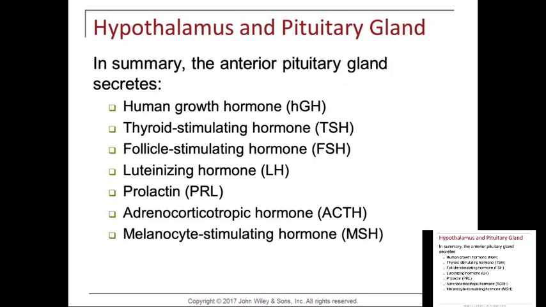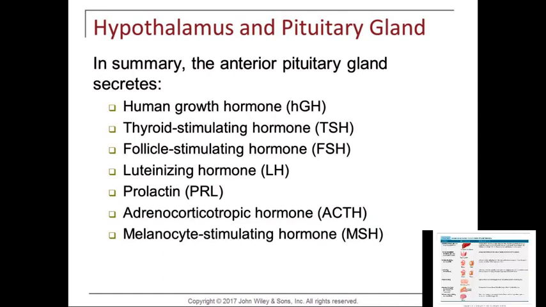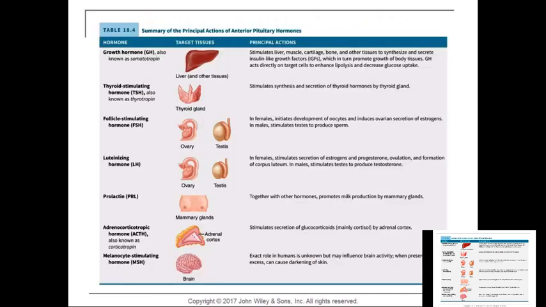In summary, the anterior pituitary gland is going to secrete human growth hormone, TSH, FSH, LH, prolactin, ACTH, and melanocyte stimulating hormone. You should know those. And here, this shows the principal actions of those hormones. So please take some time to read through these. These certainly make pretty good test questions, what their primary and principal functions are.